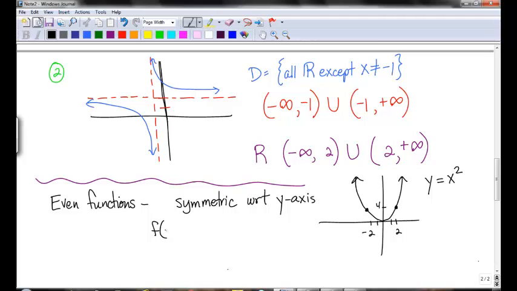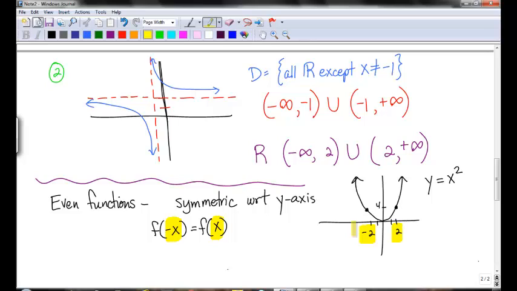f of -x equals f of x. If you look at this, the x values are opposites, that's like the 2 and the -2. But the y values have the same sign in front of them. That's like the 4. Okay?